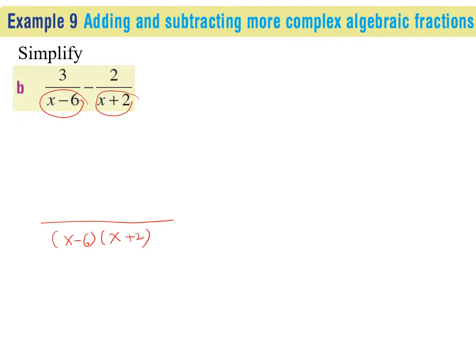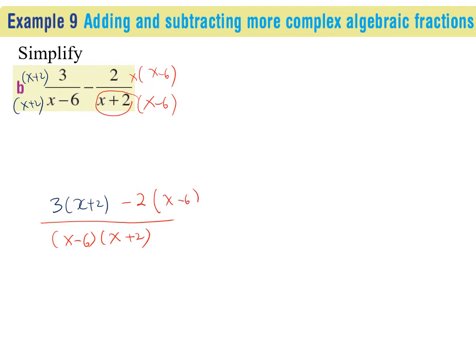So for the first fraction, I need to multiply the denominator by x plus 2. So I'll write it here. And then I need to multiply the numerator by the same number, which is x plus 2 as well. So let's write it down. I need to multiply 3 by x plus 2. For the second fraction, I need to multiply this by x minus 6. Likewise, I do the same thing for the numerator, x minus 6. So minus 2 times x minus 6 here.